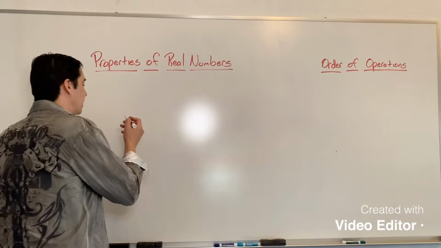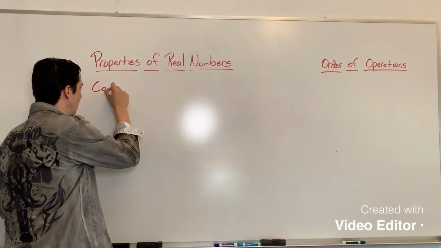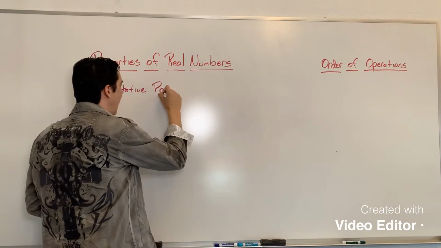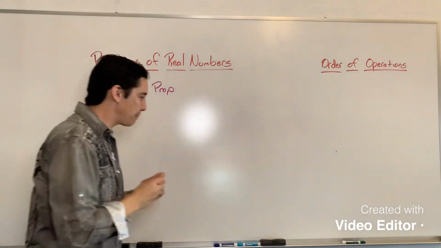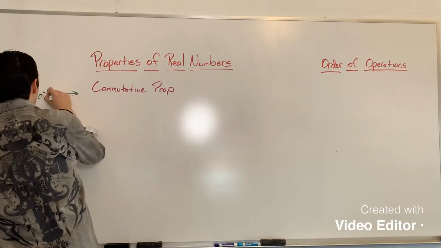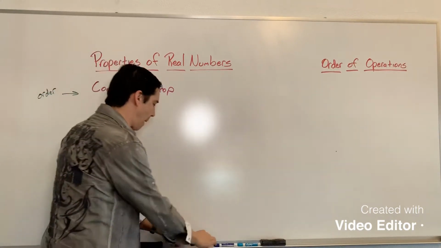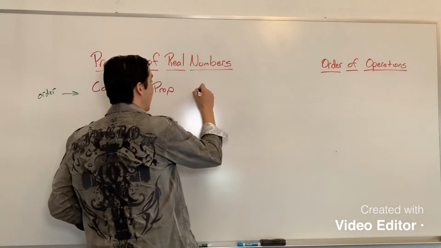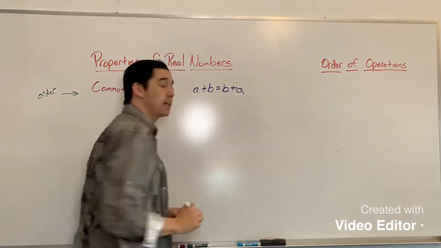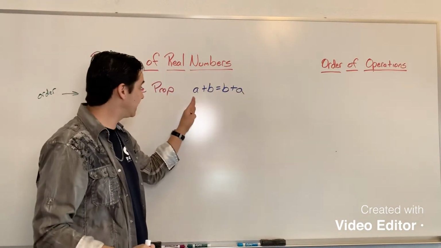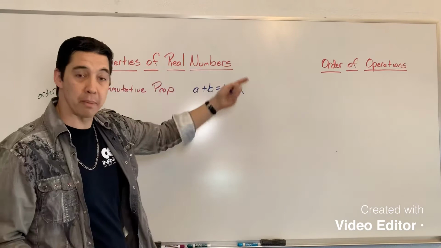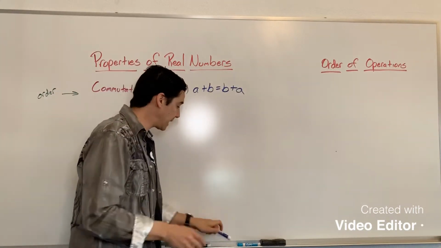First things first, the commutative property. Anytime you hear commutative property, that simply means order doesn't matter. An example of a commutative property would be A plus B equals B plus A. Please don't be uncomfortable that I'm using variables. These letters just represent any number, in this case, any real number. So we can give you a specific example.